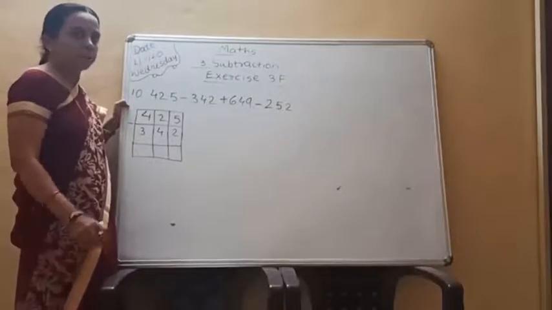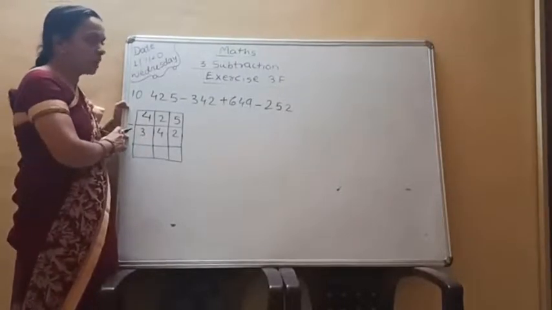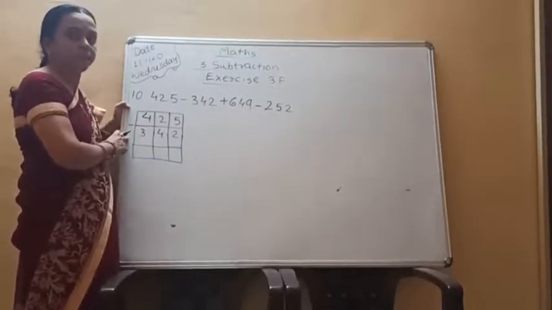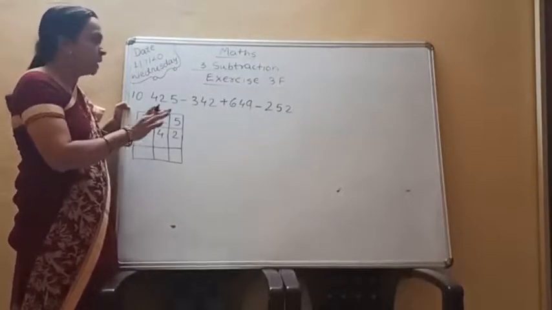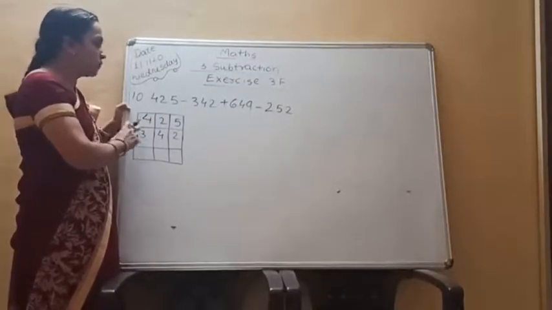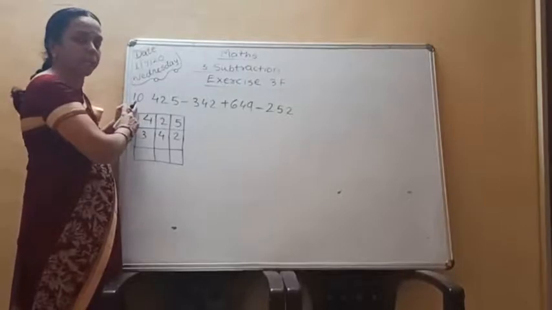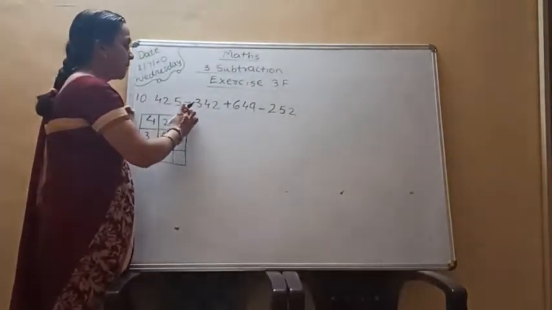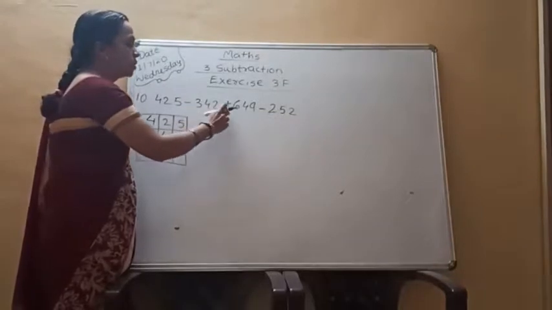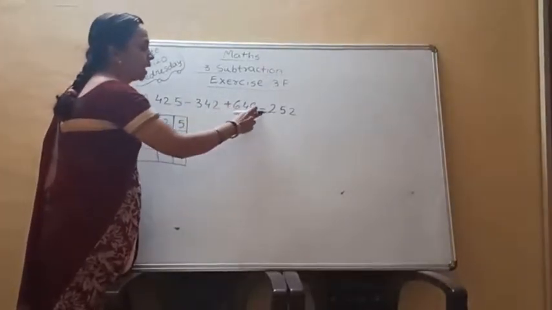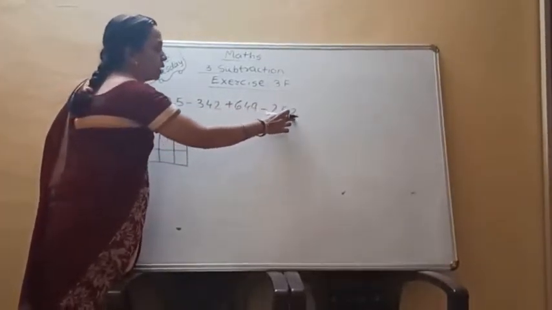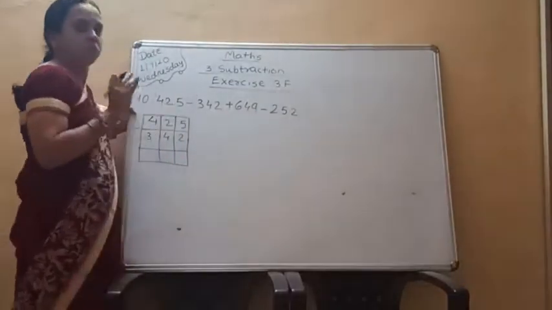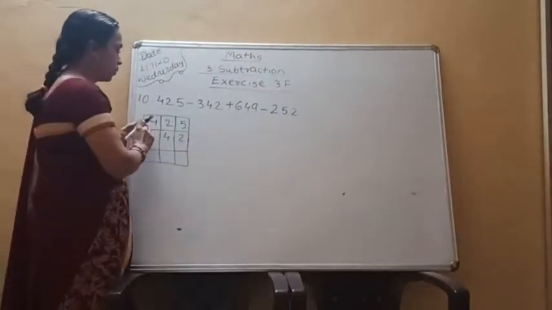Now see students, question number 9 is having some printing mistake. So we are not doing that question number 9. We will write question number 10 now. What is question number 10? 425 minus 342 plus 649 minus 252. So one by one we will solve this example.